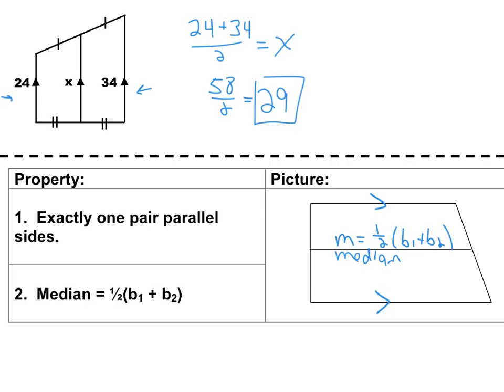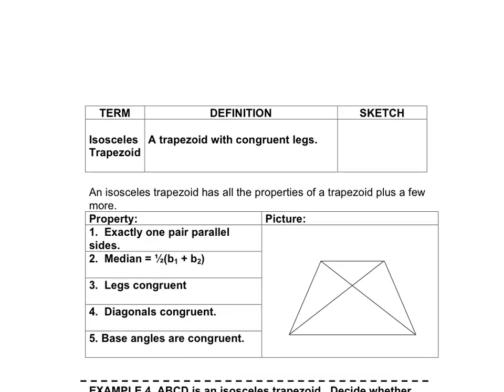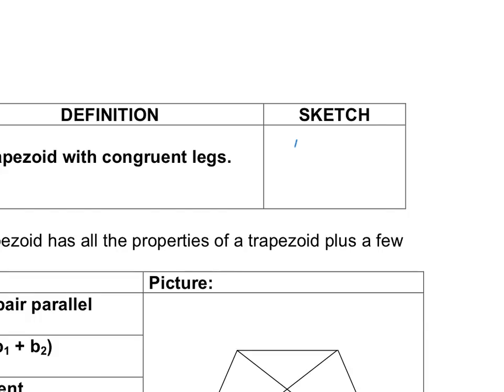Okay, or B1 plus B2 over 2. Now let's look at a special type of trapezoid. This is an isosceles trapezoid, and things are actually easier when we have an isosceles trapezoid. So it's still the trapezoidal shape. We still have our one set of parallel lines, but like an isosceles triangle, now we have one set of congruent sides. So the legs are congruent.